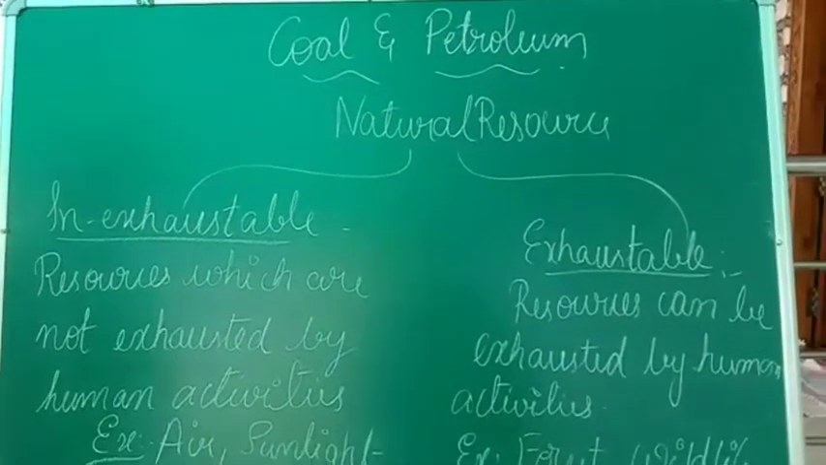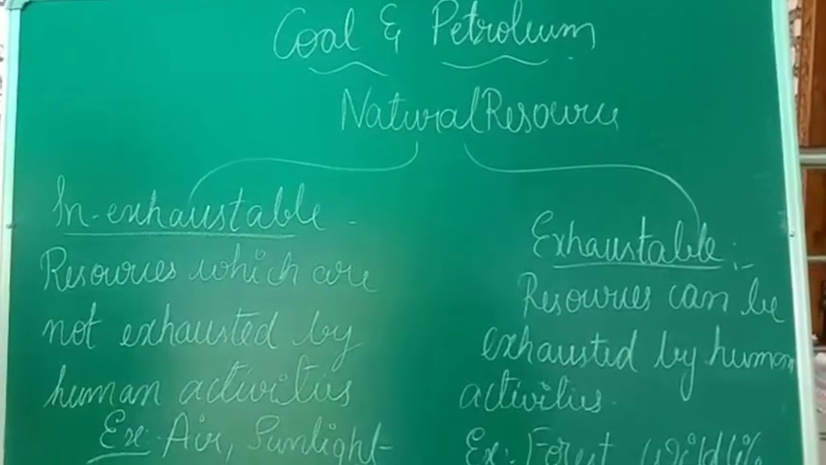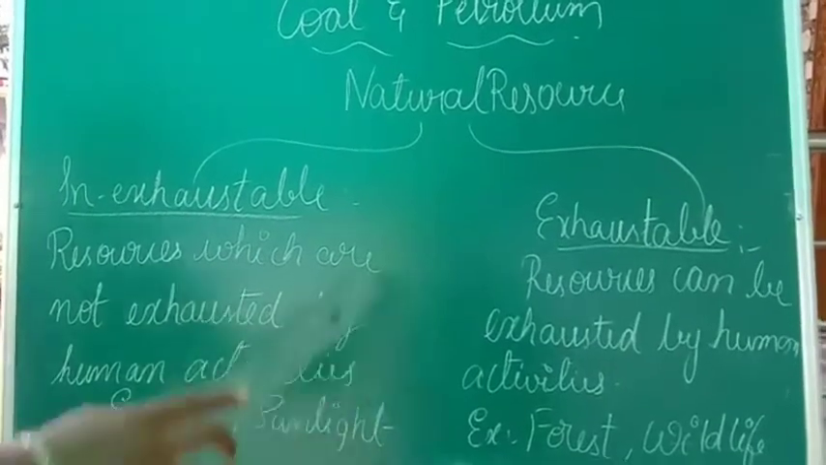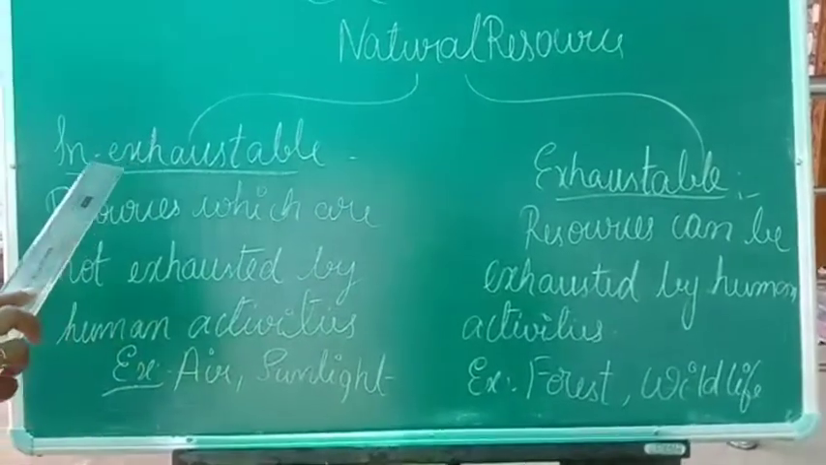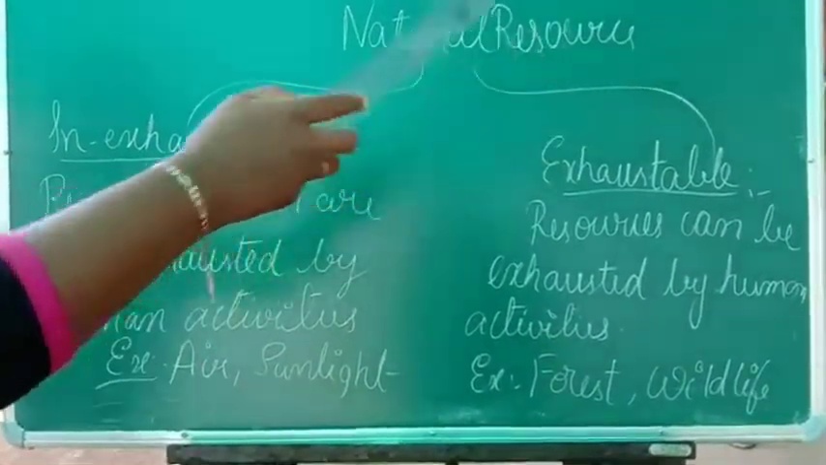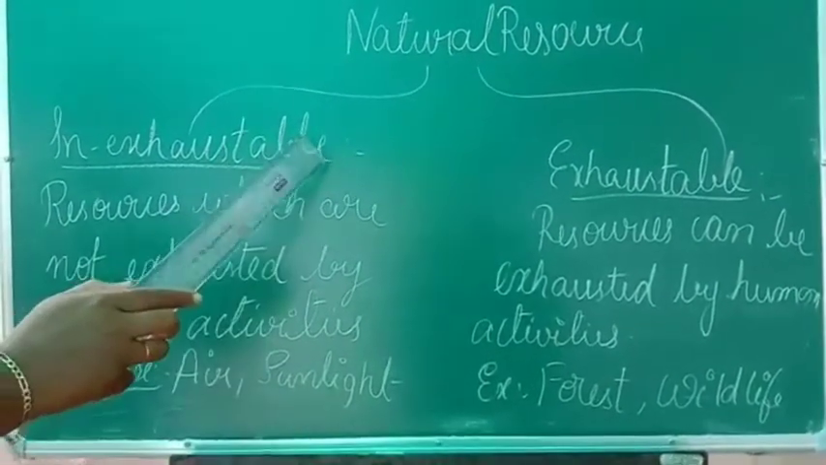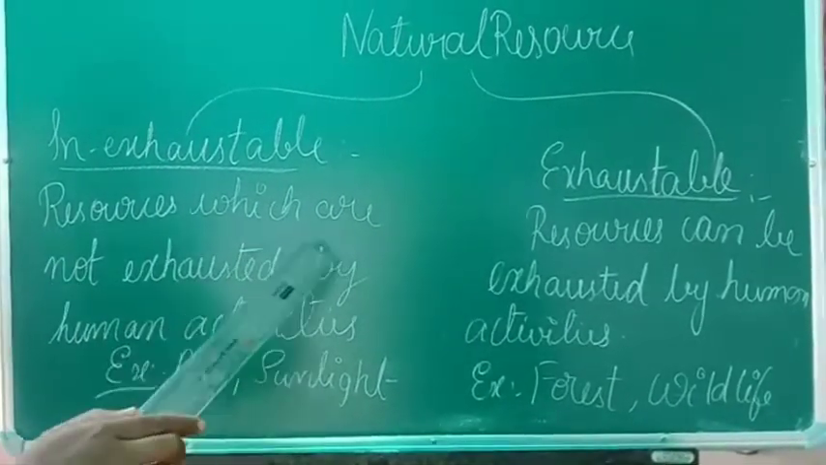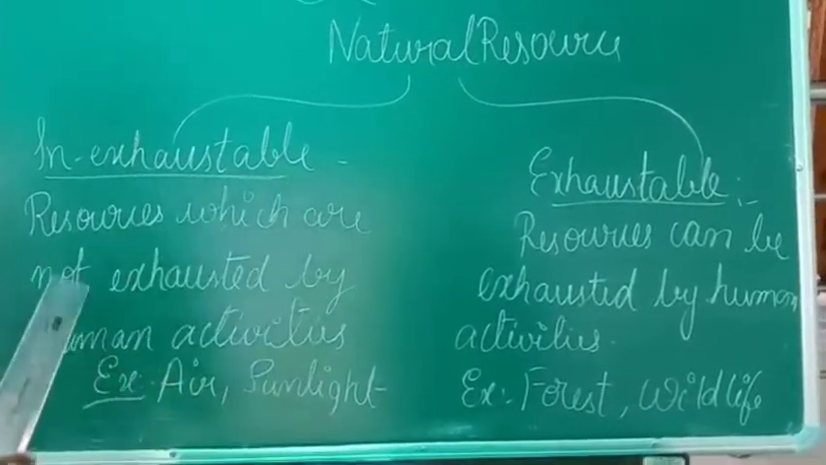So hope you are clear with the difference between natural resource as well as man-made resource, right students? So now we shall study about the natural resource. Mainly this natural resource is divided into two types. One is inexhaustible natural resource and one more is exhaustible natural resource. Now we shall say what is inexhaustible natural resource. The resources which are not exhausted by human activities.